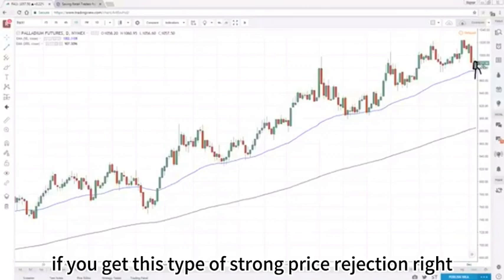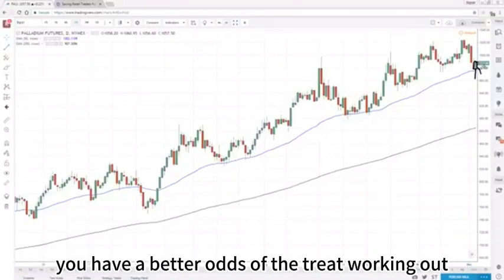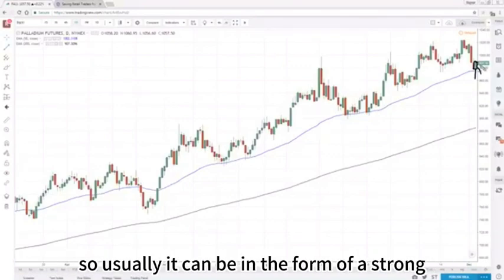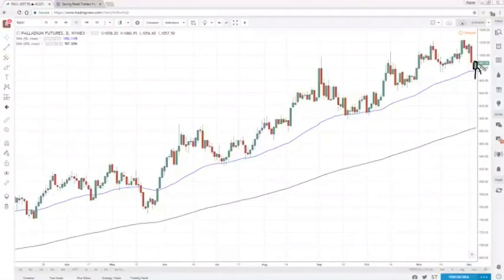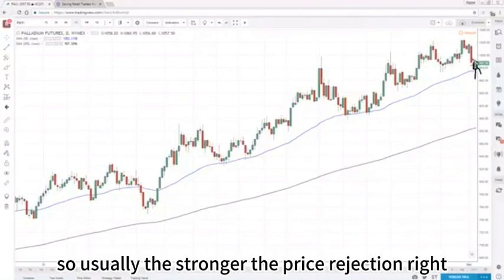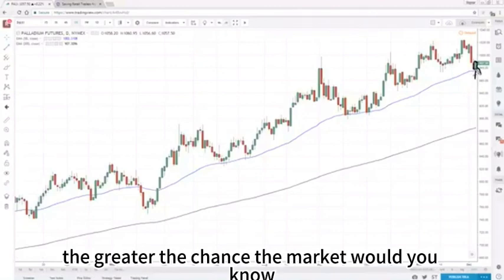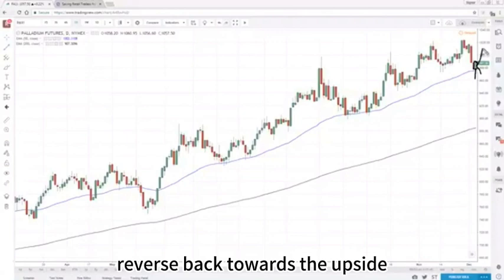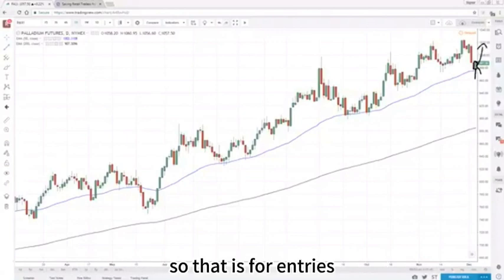If you get this type of strong price rejection, you have better odds of the trade working out. Usually it can be in the form of a strong bullish hammer, bullish engulfing pattern and stuff like that. Usually the stronger the price rejection, the greater the chance the market would reverse back towards the upside. So that is for entries.